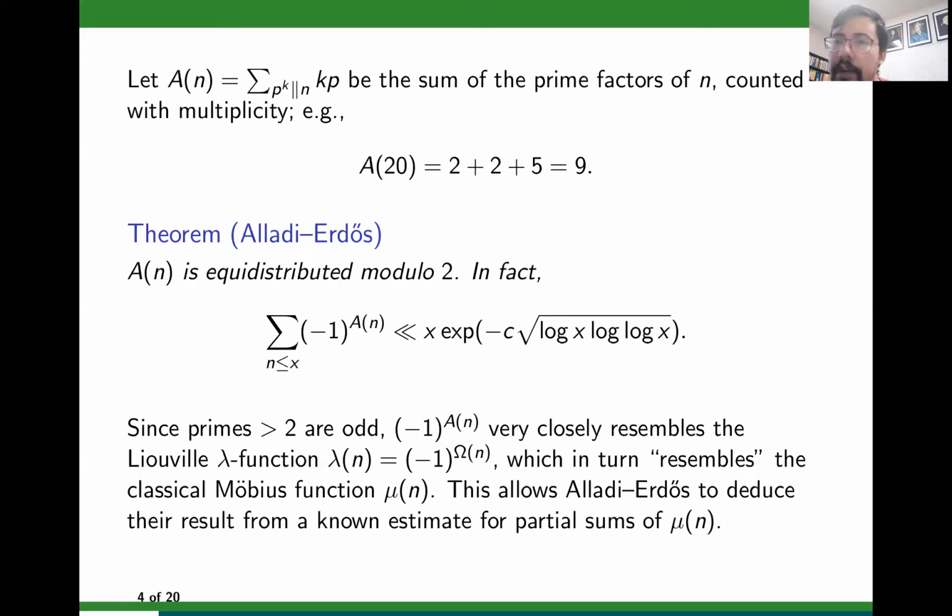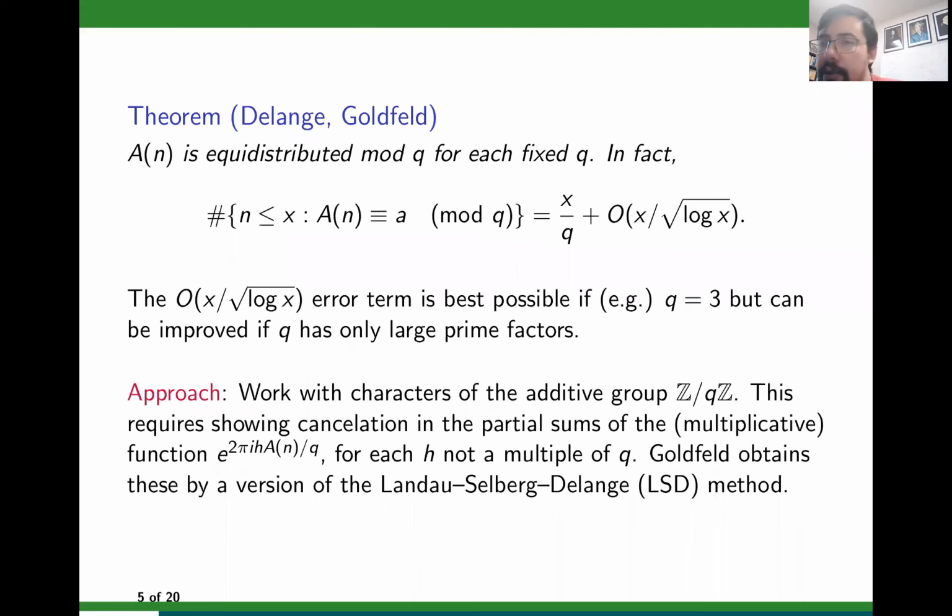What about A of n modulo other integers? So I'm attributing the next theorem to two mathematicians, Hubert Delange and Dorian Goldfeld. So Delange actually at the end of the 60s wrote a paper about equidistribution of additive functions. And if you apply the theorem in his paper to the function A of n, you deduce pretty quickly that A of n is equidistributed mod q for each fixed q.